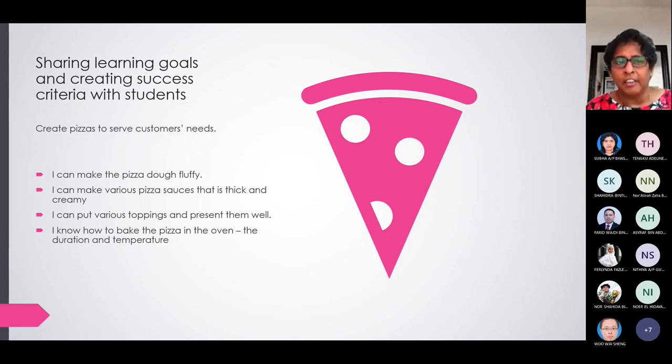You as the lecturer know, okay, if my students are able to create a pizza, they must be able to do this. And normally for schools, we write it down in a format where students can understand. Maybe they don't understand how to make a dough fluffy, but after you teach them, you make slides, and they say, oh, okay, the doctor has done this, the doctor has done the pizza.